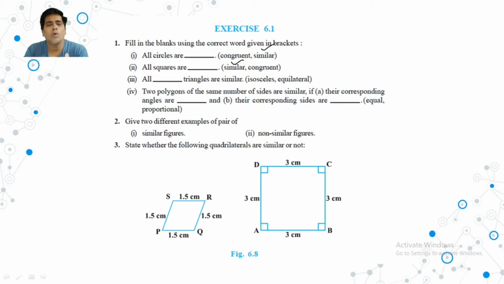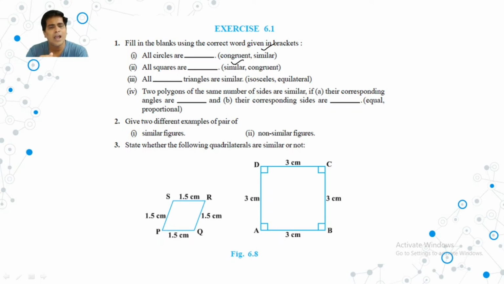It will be congruent when the side of the first square is the same as the side of the second square. Then only we can say it is congruent. But he did not talk about the sides. He is talking only about squares. All squares are similar.